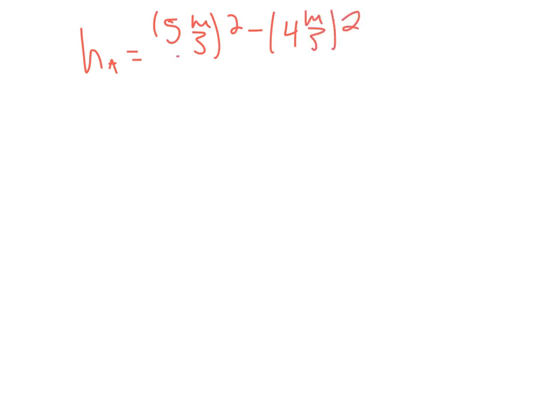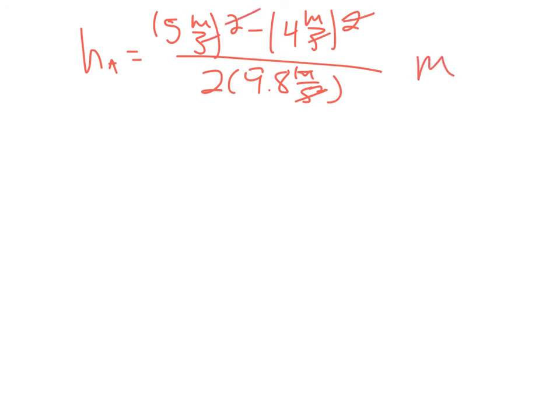Okay, now let's just put in the numbers. So height at A equals 5 meters per second squared minus 4 meters per second squared over 2 times 9.8 meters per second squared. Quick look at these units. You get meters squared per second squared on the top, so that gets rid of the second squared. On the bottom you've got the meters, so we're going to be left with just meters on the top. Height should be measured in meters, so that's a good sign.